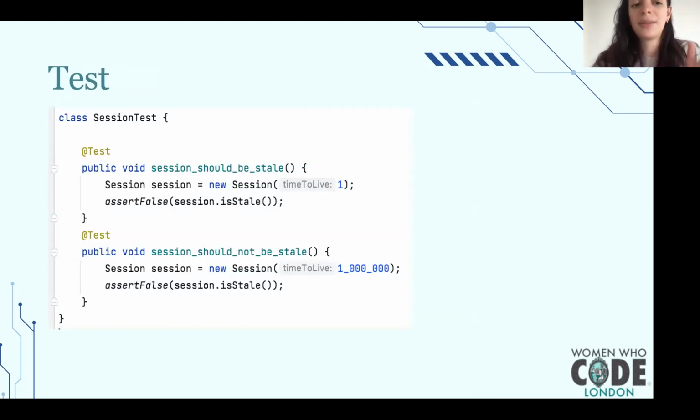And now, first of all, I can test the session object. I can have sessions that I created 1 millisecond ago, and right now it's 2 milliseconds, and it's already stale. So this is basically assert true, and this will be assert false.